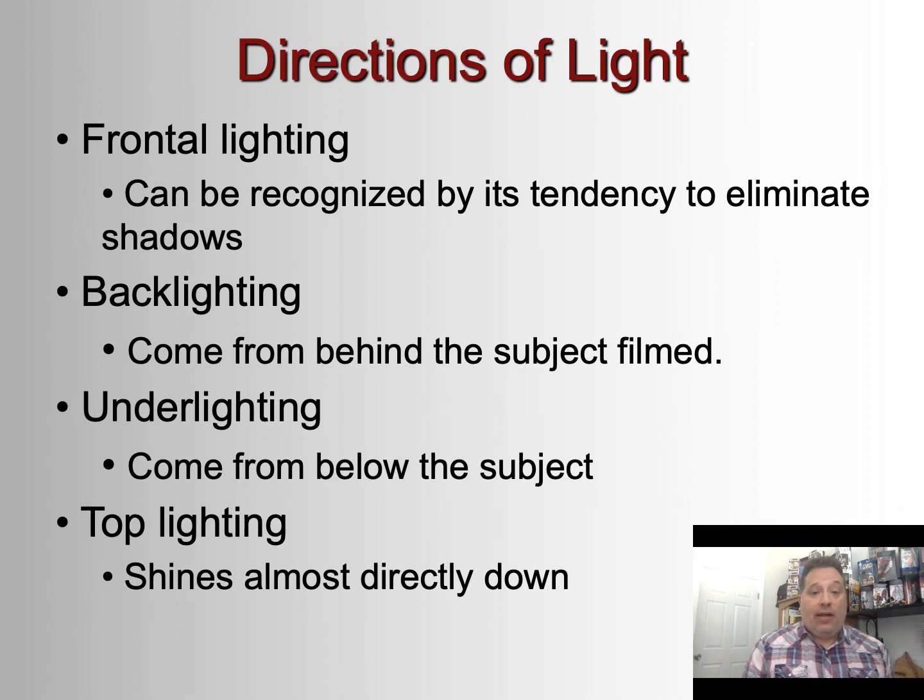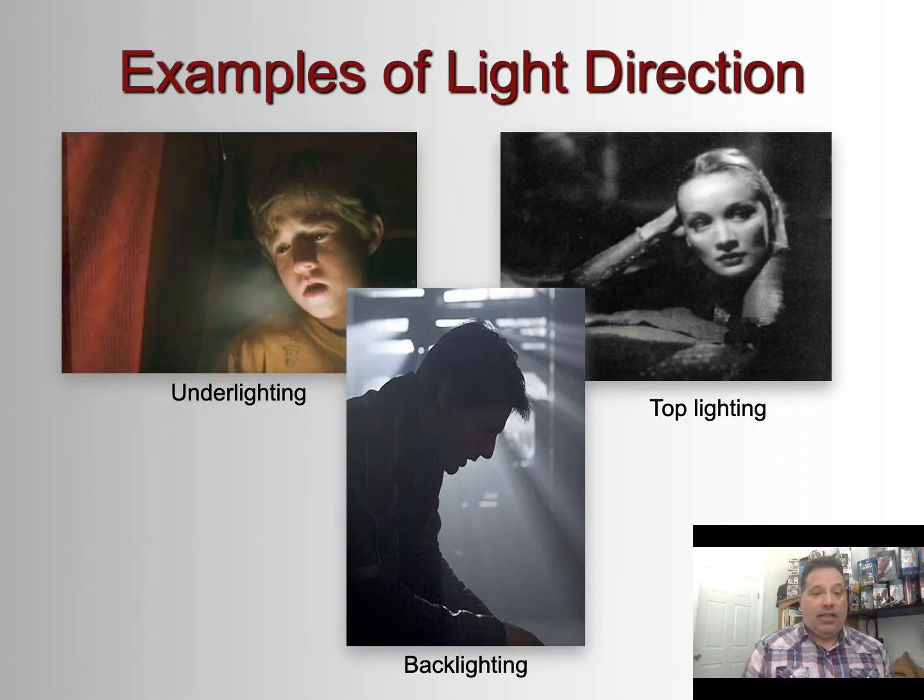And directions light can come from: front, right? We have frontal lighting, which can be recognized by its tendency to eliminate shadows. Backlighting, which comes from behind the subject filmed, as we saw in the shot from Inglourious Basterds. Underlighting comes from below the subject, and top lighting, as we saw in the Star Trek VI shot, comes almost directly down. And you can see those examples here.